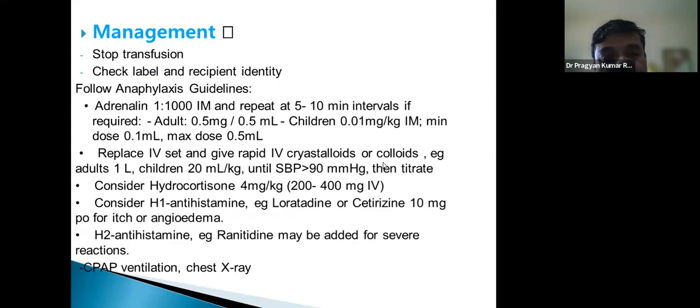Treatment: stop the transfusion, check label and recipient identity, follow the anaphylaxis guideline, like adrenaline 1 in 1000 IM, repeated at 5 to 10 minute intervals. If required, further doses can be given.